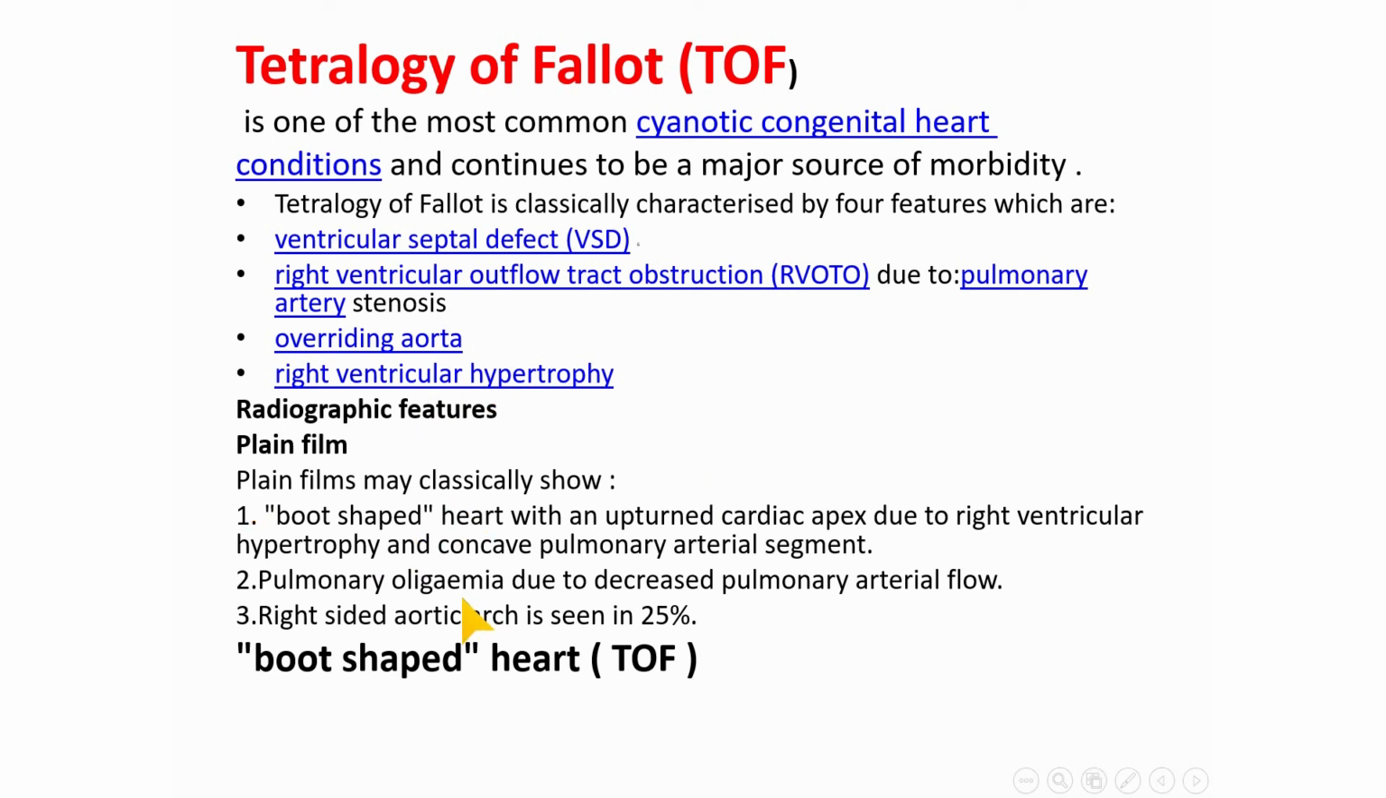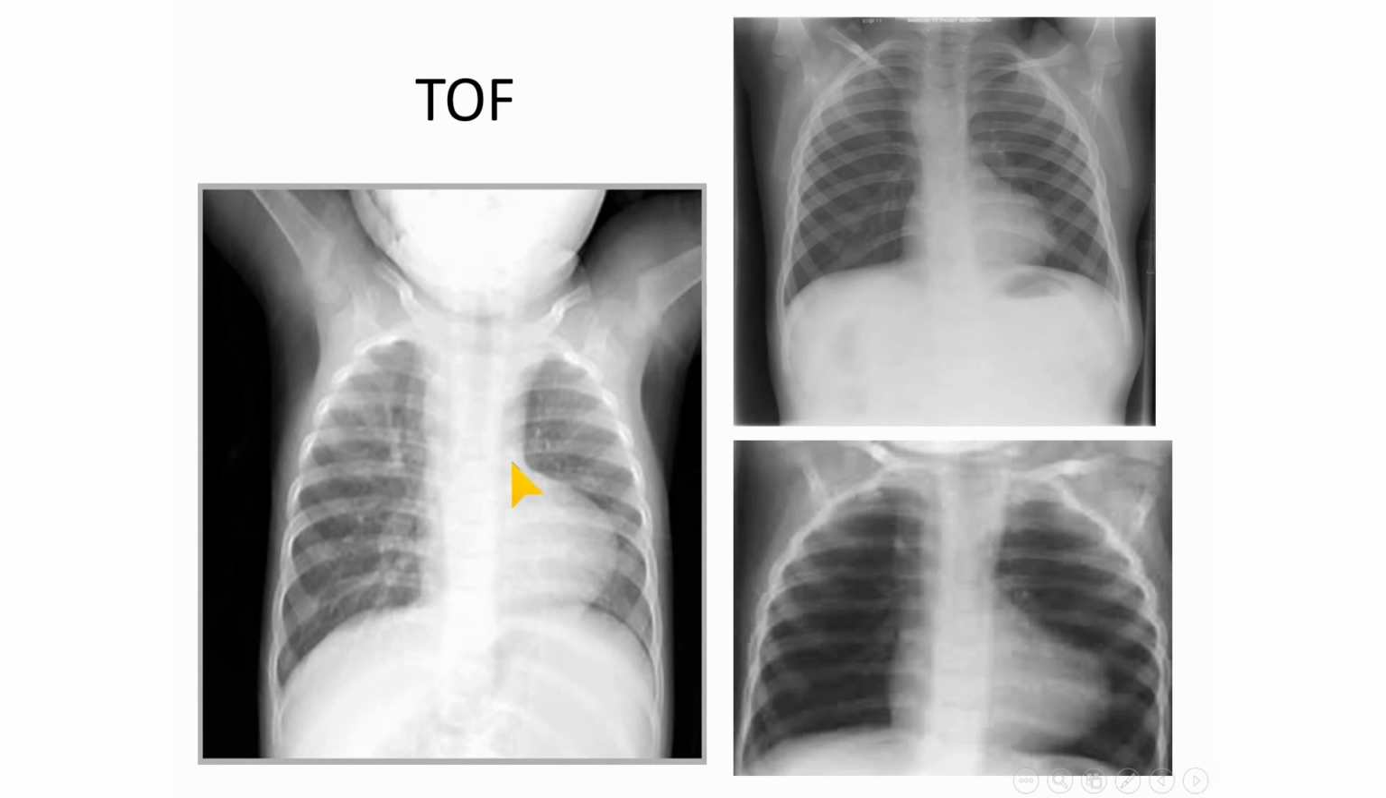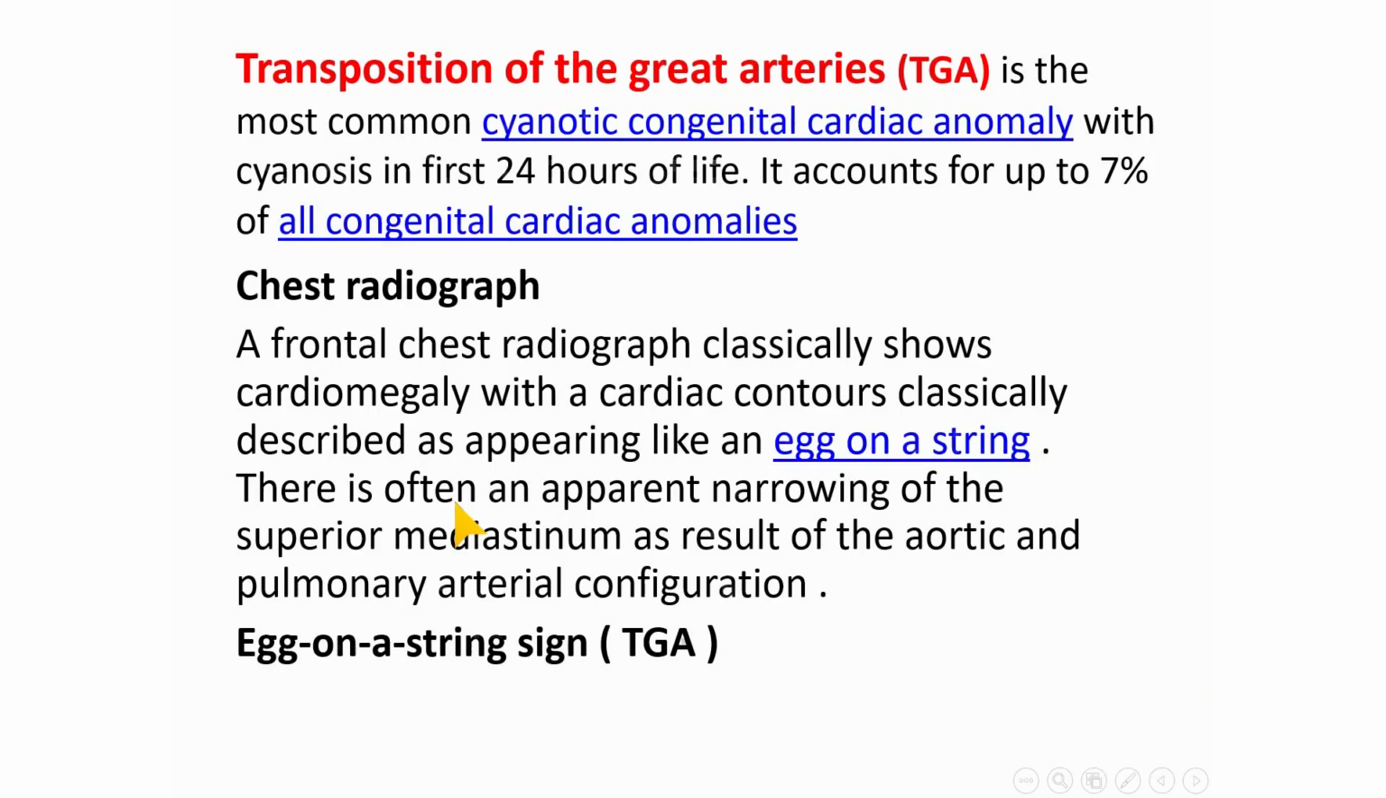There will be pulmonary oligemia because of decreased blood flow to the chest, so we have decreased pulmonary artery flow. We have a right-sided aortic arch seen in 25%. So boot-shaped heart means this. This is the boot-shaped heart. Due to right ventricular enlargement and decrease in the size of the pulmonary artery, we get this picture.